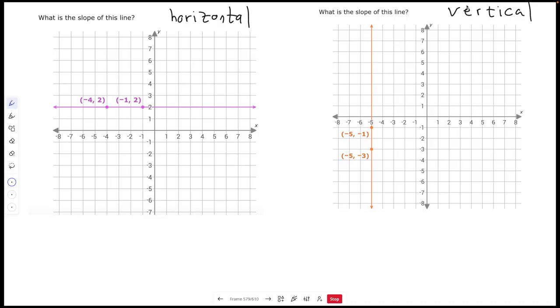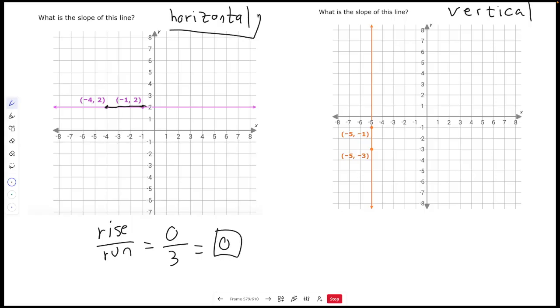For a horizontal line, if you do rise over run, this graph doesn't rise or go down, right? From this coordinate to this coordinate, it didn't go up. So your rise is 0 over your run, which would be 1, 2, 3. And 0 divided by 3 is just 0. This is true for any horizontal line. The slope is always 0. Always, always, always. It doesn't matter where it is on the graph, a horizontal line has a slope of 0.